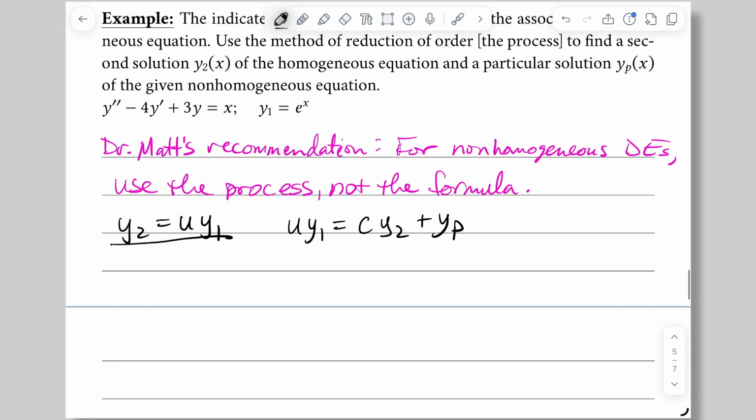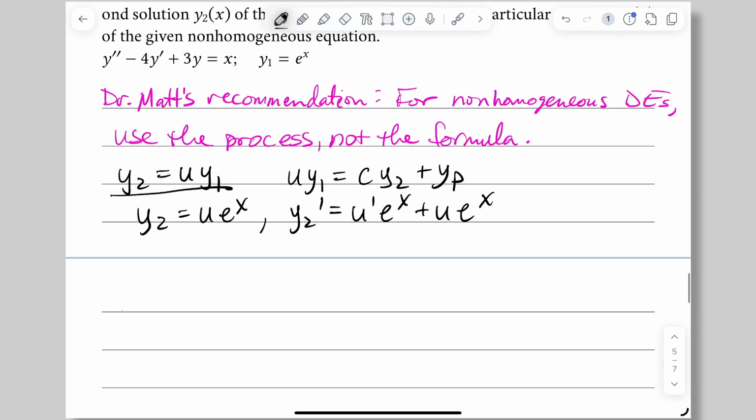Since y1 is equal to e to the x, we have that y2 is equal to u e to the x. And you can confirm that y2 prime is going to be u prime e to the x plus u e to the x. And y2 double prime is going to be u double prime e to the x plus 2u prime e to the x, because we collect like terms, plus u e to the x.